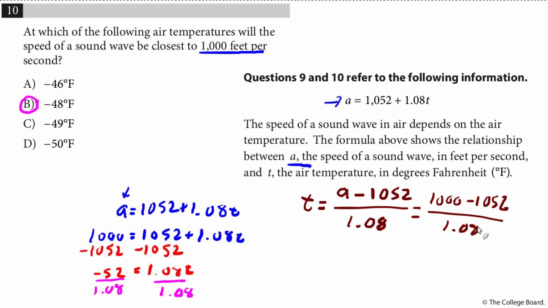I type it in and press enter, and hey, same answer. All right, hope that helped out.